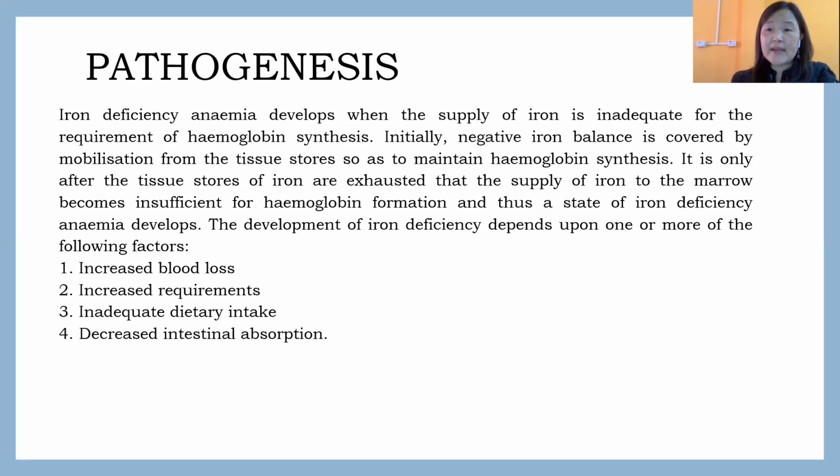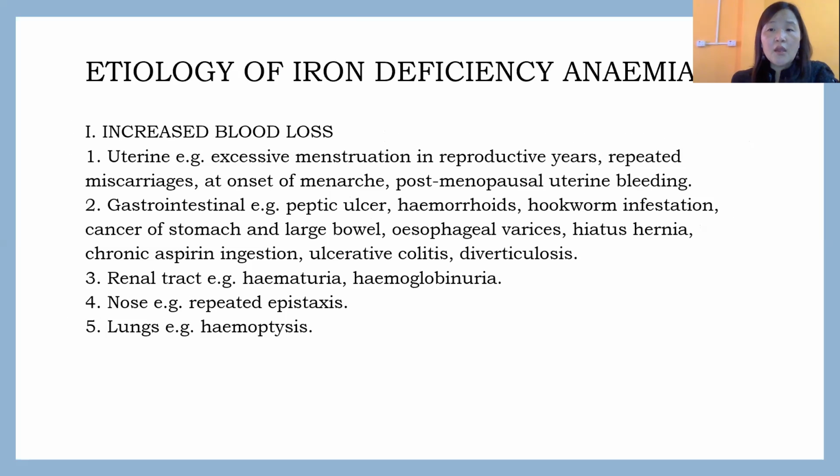It can depend upon various factors, like increased blood loss, uncontrolled blood loss, increased requirement of iron, or inadequate dietary intake, such as with the socioeconomic status of the particular person or area. Or even if you take a sufficient amount of iron in your diet, there is decreased intestinal absorption. When there is some effect from inflammation, or any kind of effect in your intestinal areas, especially the small intestine, even if you take a sufficient amount of iron in your diet, it is not absorbed properly. So what are the causative factors for iron deficiency anemia?